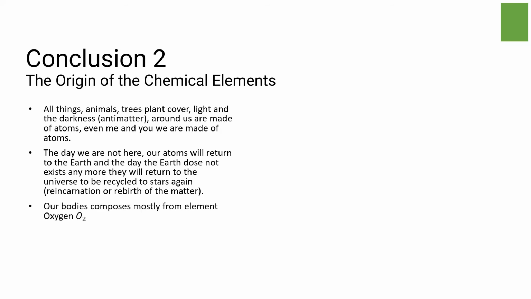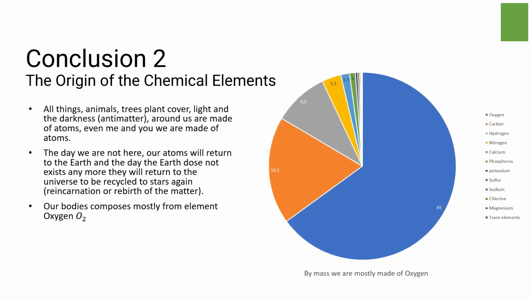Our bodies are composed mostly of the element oxygen, and the percentage of oxygen in our body is 65%. 18.5% is carbon, 9.5% is hydrogen, 3.3% is nitrogen, 1.5% is calcium, and phosphorus takes just 1%, and the rest of the elements are less than 1%.